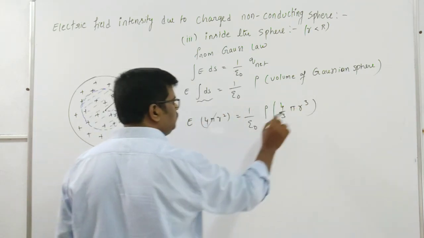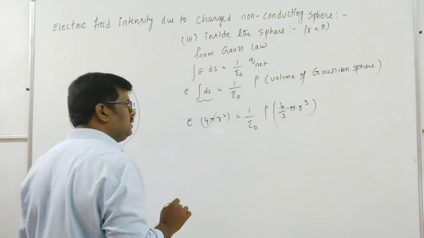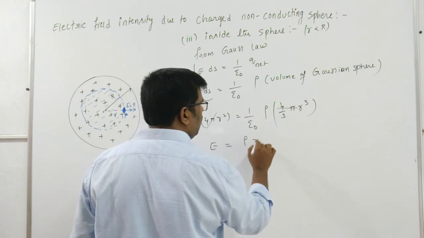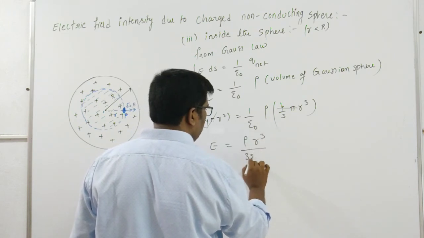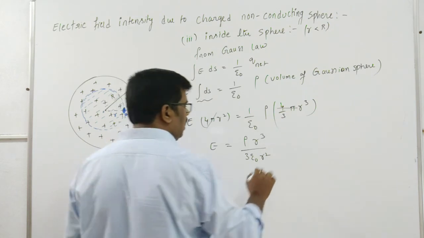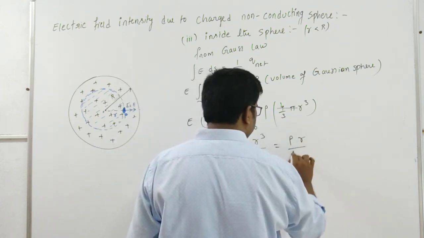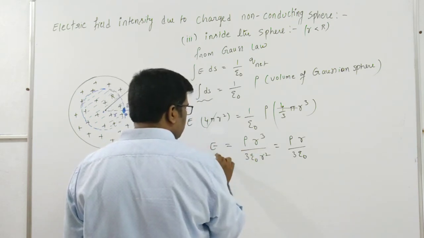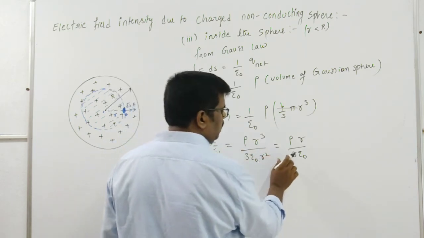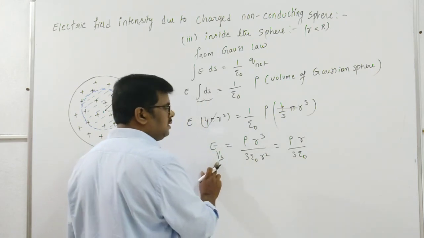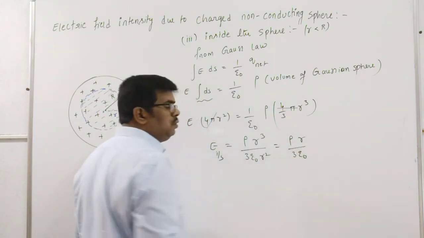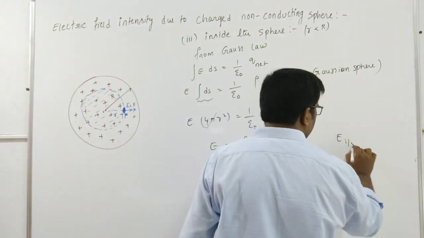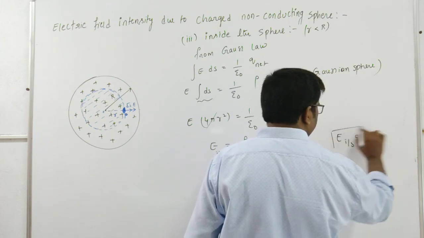Then 4 pi, here 4 pi is going to be cancelled. Then E equals what? Rho r cube by 3 epsilon naught r square. Then you can write that rho r by 3 epsilon naught. In these terms, you can understand that E inside, the electric field intensity E inside, is directly proportional to distance. Therefore, you can write E inside is directly proportional to r.